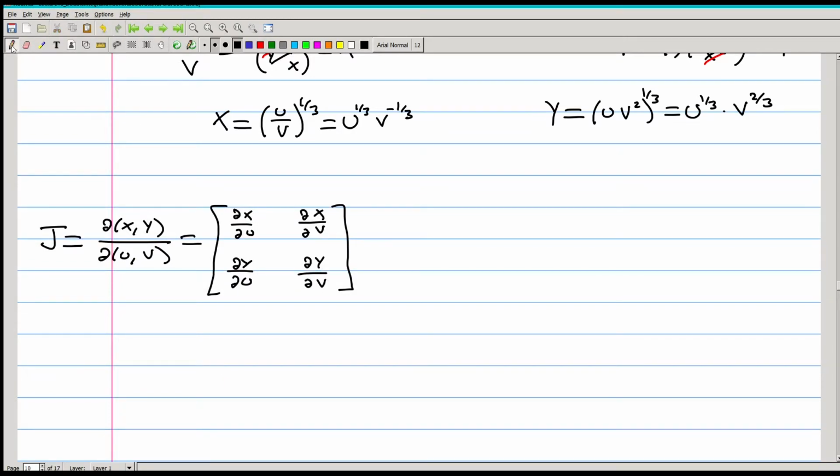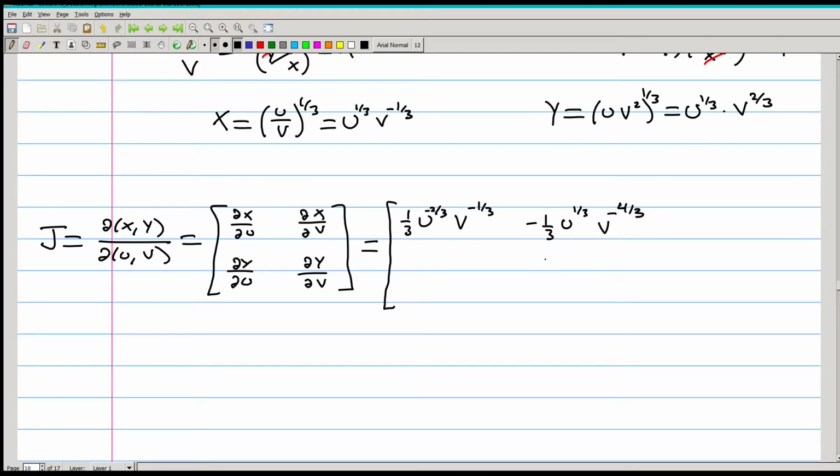And this is going to be exactly given by the x partial derivative with respect to u in this first component, which is 1/3 u to the negative 2/3, times v to the negative 1/3. And the x partial derivative with respect to v is going to be negative 1/3 times u to the 1/3, v to the negative 4/3. This is just the power rule applied to each one of these.